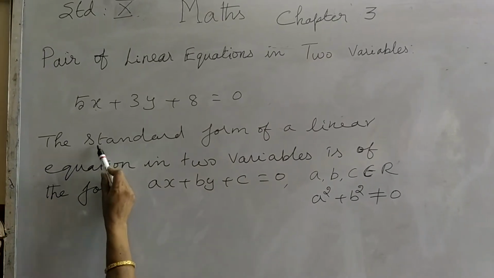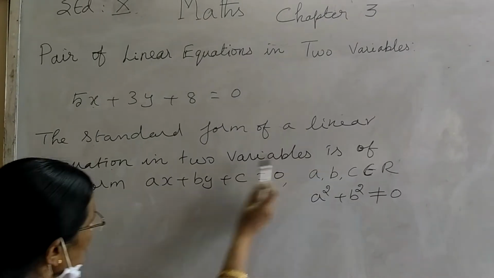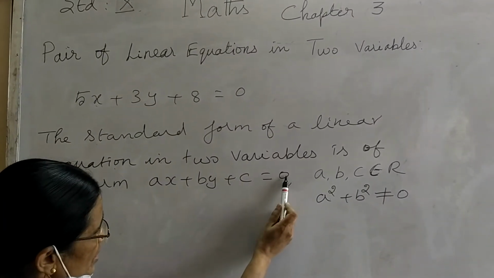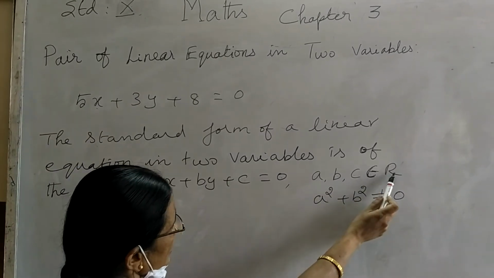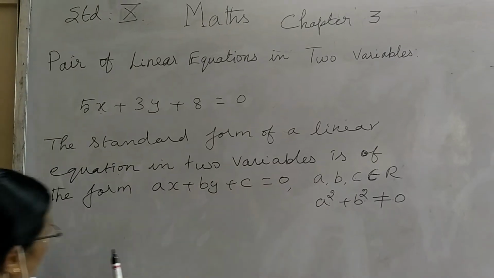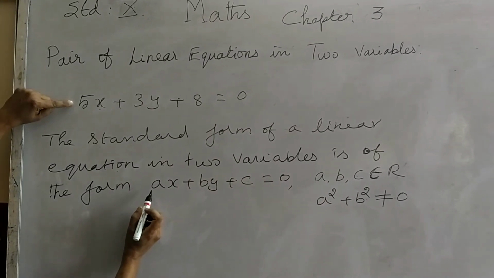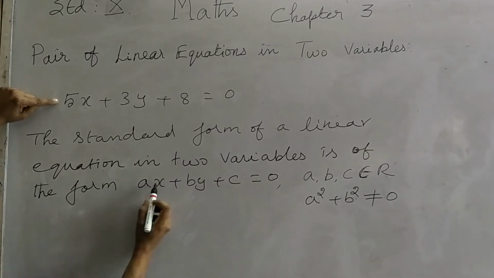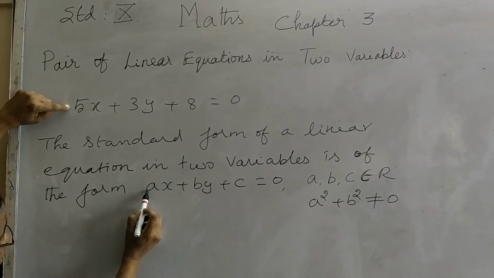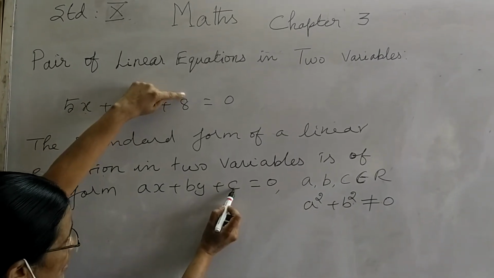I repeat, the standard form of a linear equation in two variables is of the form ax + by + c = 0. a, b, c are real numbers and a square plus b square is not equal to 0. So if I compare the example we have taken with this standard form, we can understand a is equal to 5, b is equal to 3 and c is equal to 8.